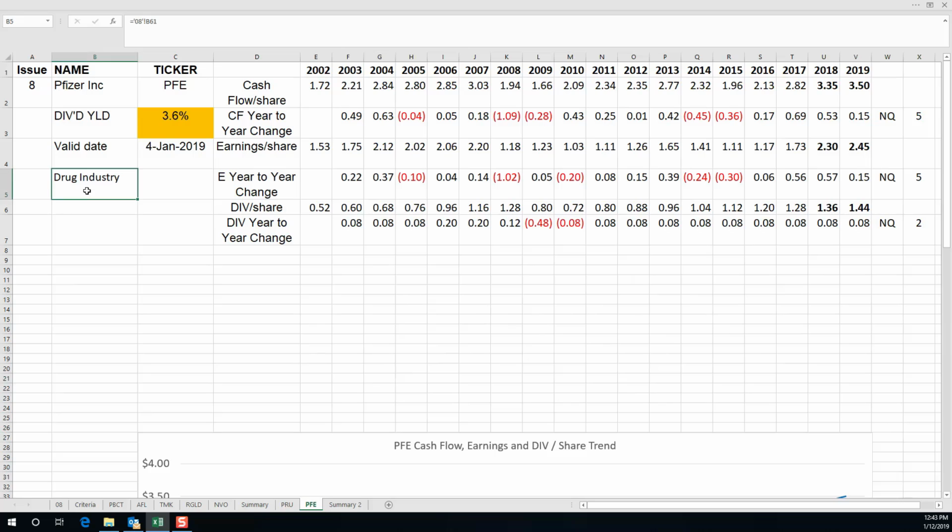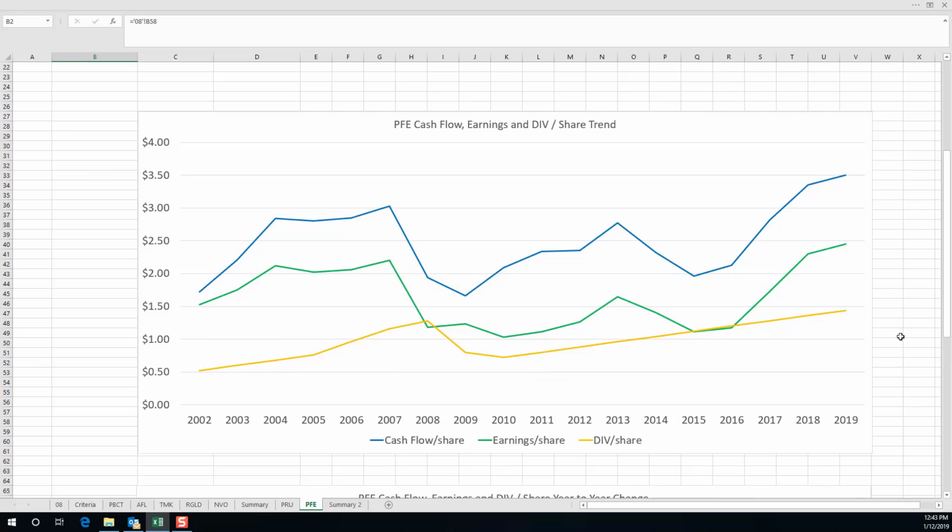Pfizer. Pfizer's in the drug industry. Pfizer's got 3.6%. They are a company that I think most people will recognize their name, Pfizer. But you can see they're not qualified by cash flow, earnings, or dividends. Here's where they ran into some problems from 8 to 9, 9 to 10. Yep, we all know what happened in those years, so probably not a big surprise to folks. So there's what Pfizer looked like in the cash flow, earnings, and dividends per share trend.